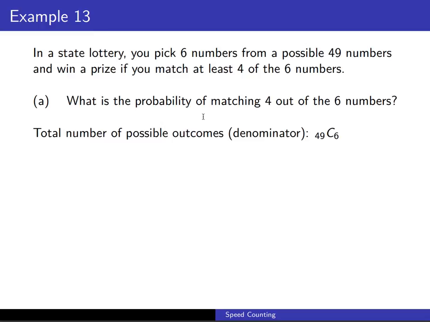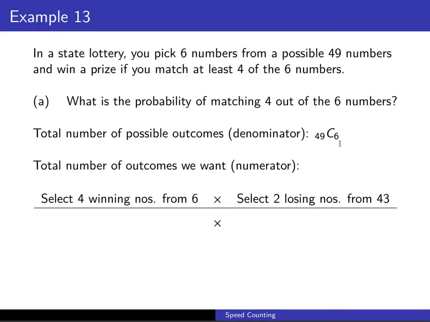Well, the total number of possible outcomes in the denominator is 49C6. And I always like to find the denominator first because it's easier for me, but it doesn't really matter if you find the numerator first or denominator. But out of the 49 possible numbers, we want to group them in a group of 6. And since the order in which you pick your lottery numbers doesn't matter, this is a combinations problem, as most lotteries tend to be.